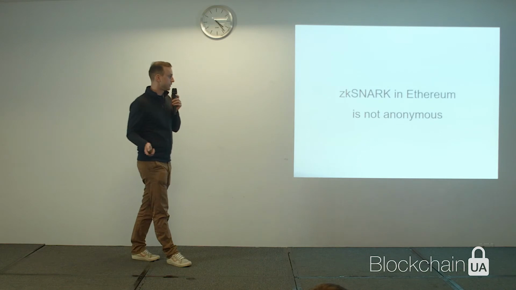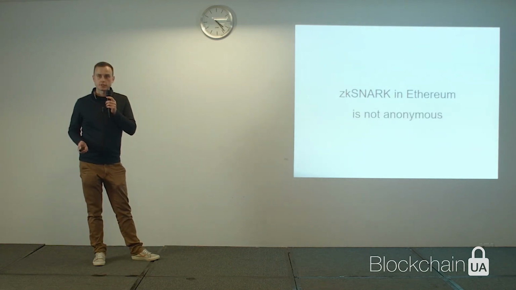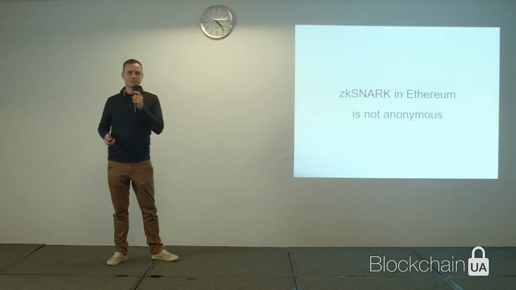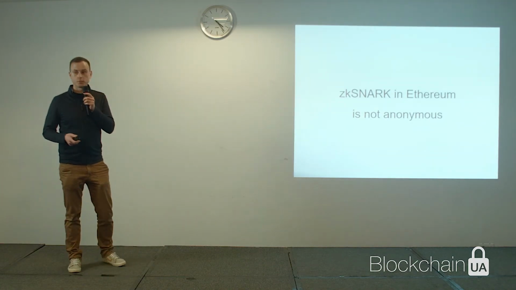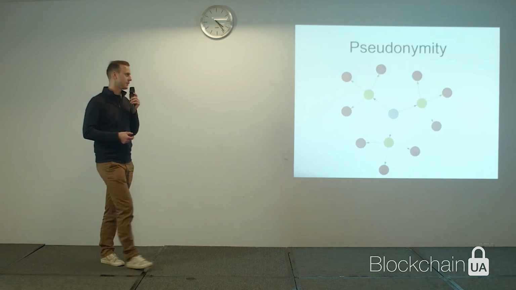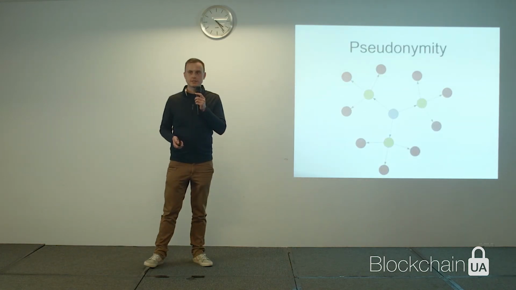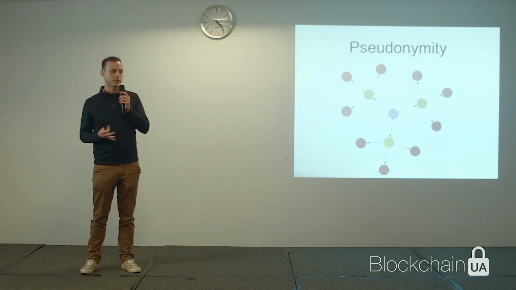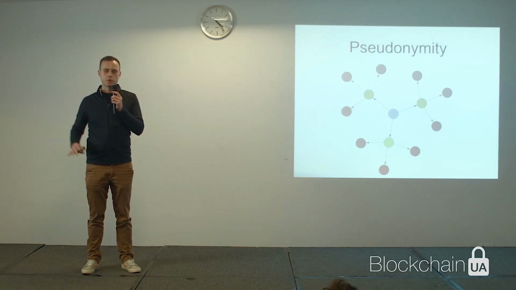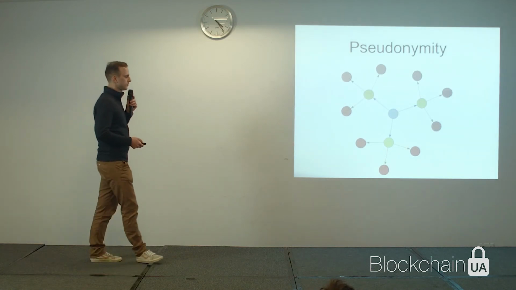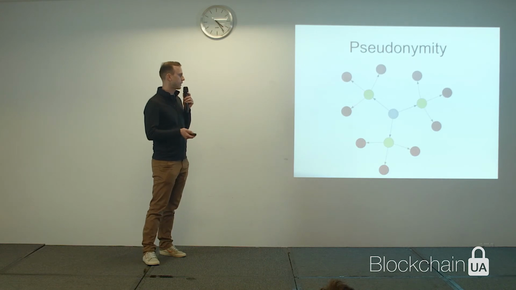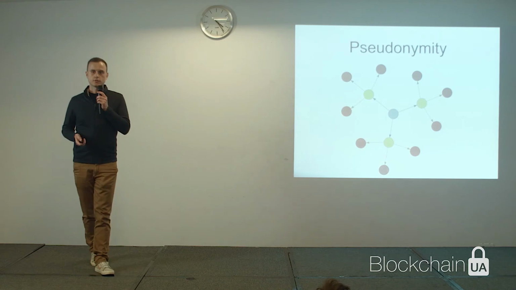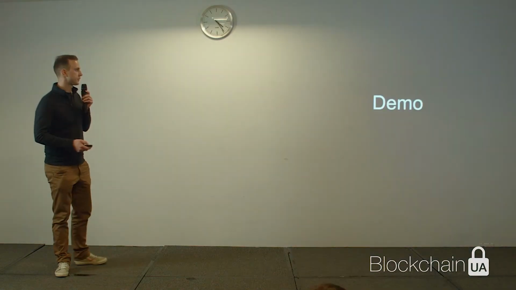And zkSNARK is in Ethereum. We have zkSNARK in Ethereum, but it's not really anonymous because the transaction origin itself is public, and it's just pseudonymity. So you can easily connect many transactions together and understand, okay, this one is happening from this particular account. It will be very hard to preserve privacy in this case, even if you use zkSNARK primitives inside of a smart contract.